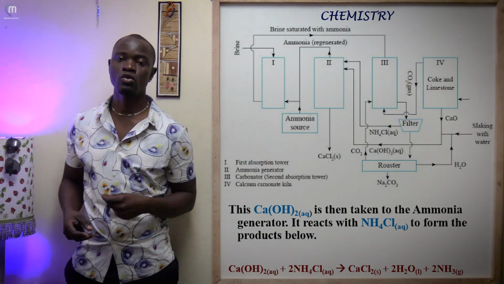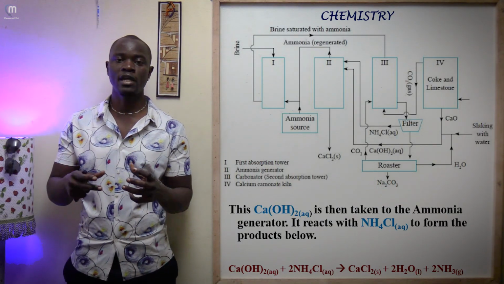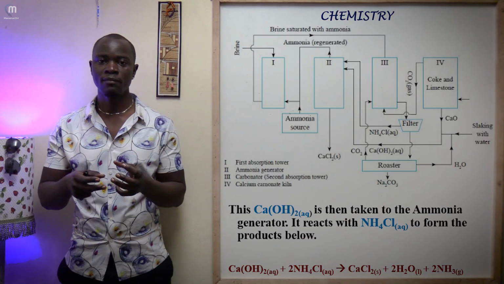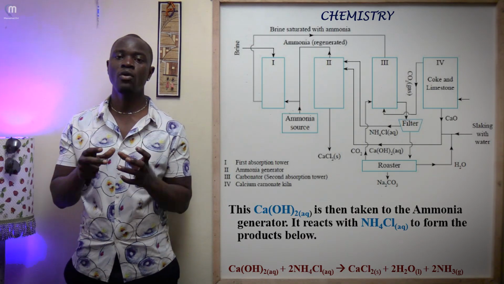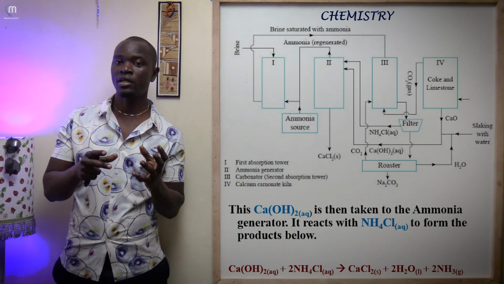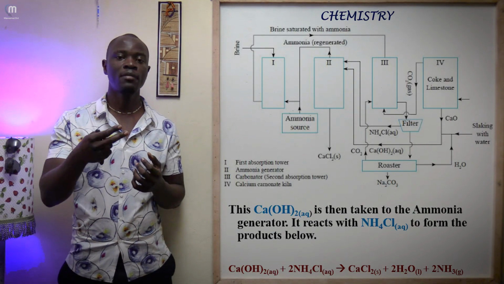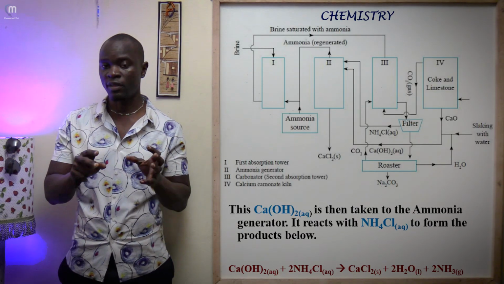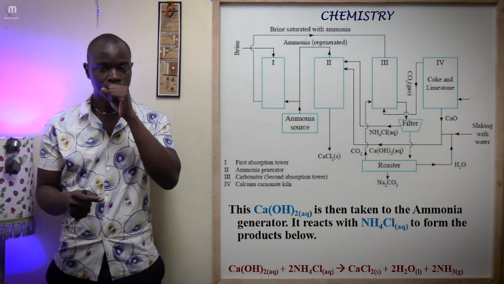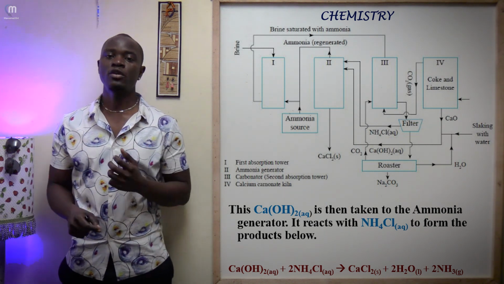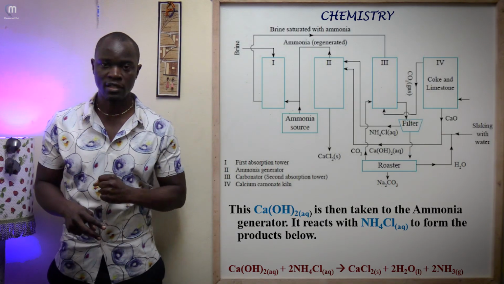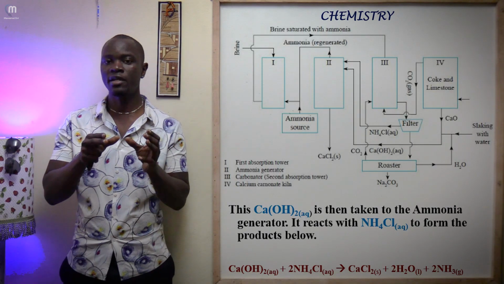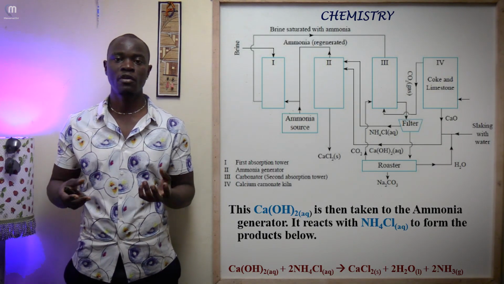Now after these two reactions, remember we said, these components will be taken to the filter, whereby sodium hydrogen carbonate being a solid will be taken to the roaster. The ammonium chloride, being a liquid, will be taken to the ammonia generator. Now that is from the filter to the ammonia generator. Now in the roaster, the sodium hydrogen carbonate will be heated to 300 degrees Celsius, whereby it's going to form sodium carbonate, which is the main reason why we are undertaking the Solvay process.